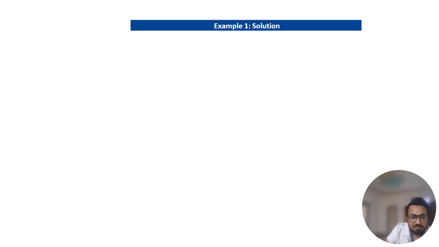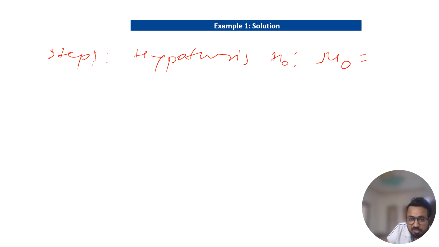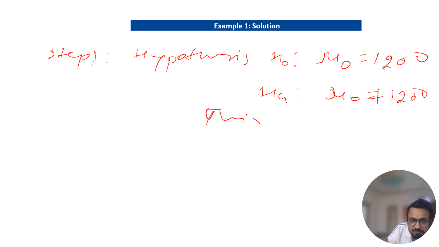We will decide the hypothesis. Step 1. Hypothesis. Right? What will be the hypothesis? H naught: mu naught equal to what? 1200, right? So what will be the HA, the alternative hypothesis? Mu naught not equal to 1200. This is a two-tailed test.